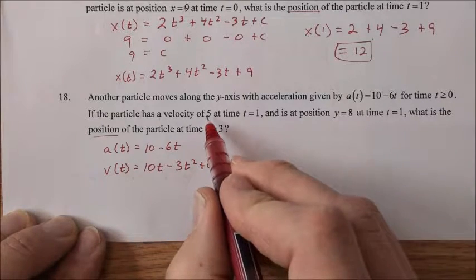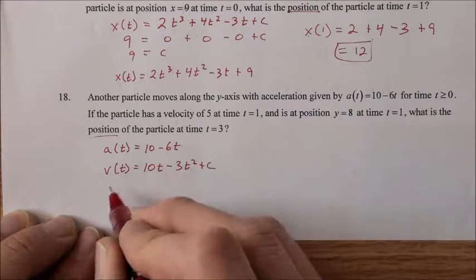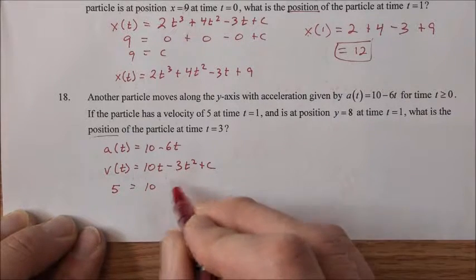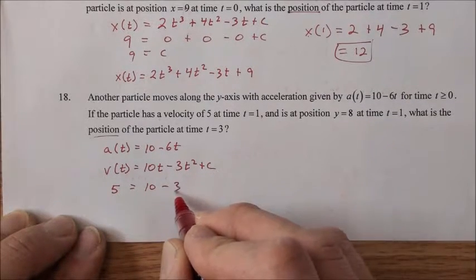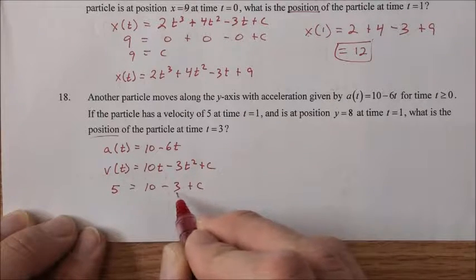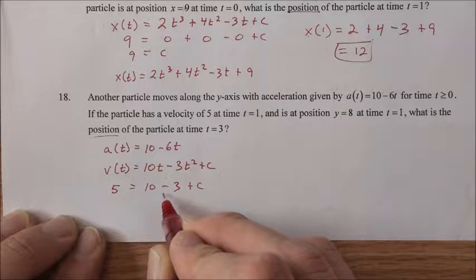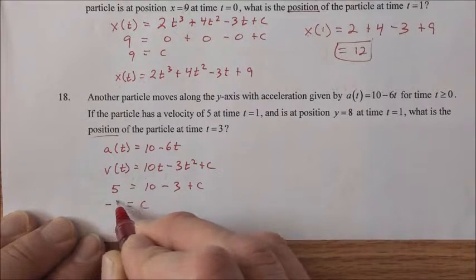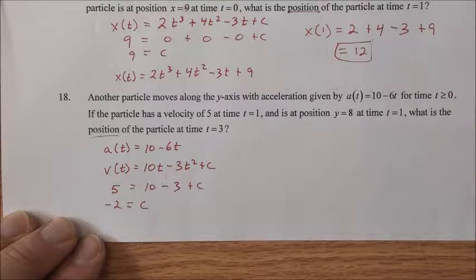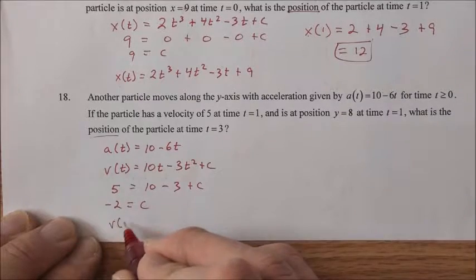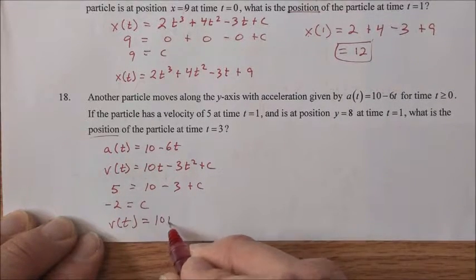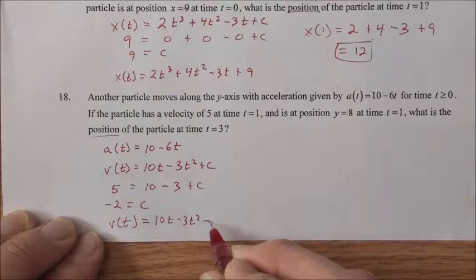We know that the velocity is 5 when t is 1. So if we plug in, we get 5 when t is 1. So 3 times 1 squared is 3. So 5 is equal to 10 minus 3 plus c, or 7 plus c. So we're going to subtract 7 from both sides. c is negative 2. Alright, so v of t will be 10t minus 3t squared minus 2.